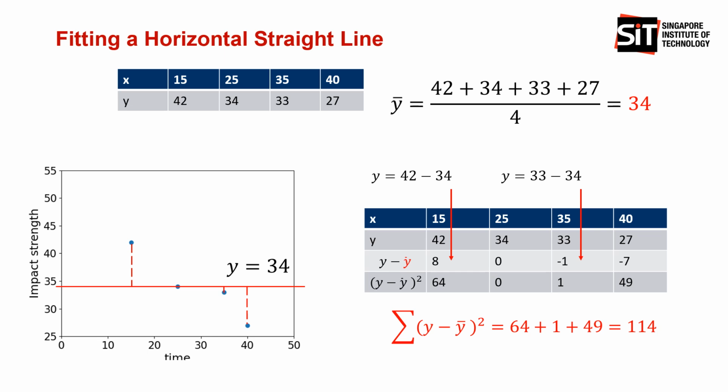Each of the differences is now squared, as shown in the fourth row of the table. Notice that all the values are now positive numbers. Next, these terms are summed up. The value of 114 tells us how good the fit is. The larger this value is, the more overestimation and underestimation occurs, and the poorer the fit is.